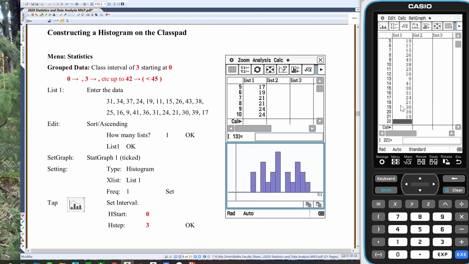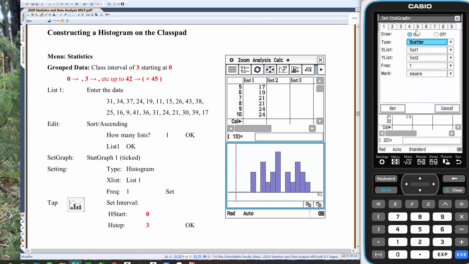Okay. All right, so here is the basic process. What we're going to do is type the data in, okay? Then we go to this option here called Set Graph. We can have 9 different types of stat graphs, but we only want one at this stage, which is a histogram. So we make sure that stat graph 1 is checked, and it should be by default, and we go to the settings.